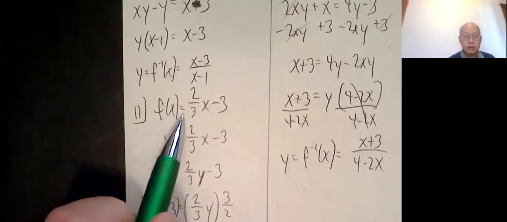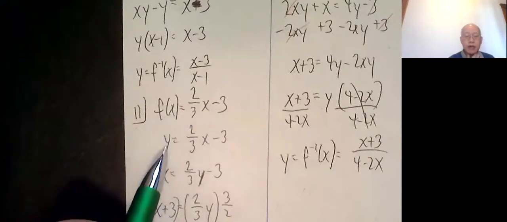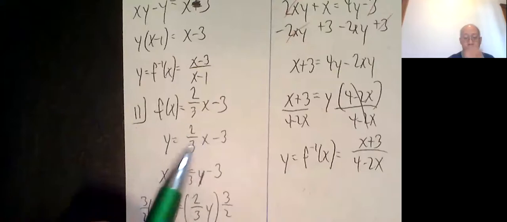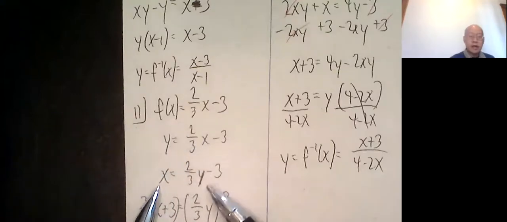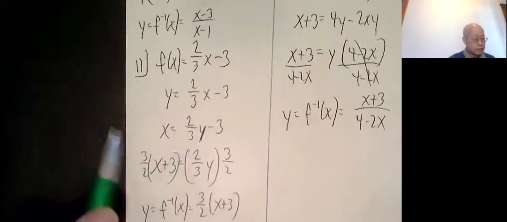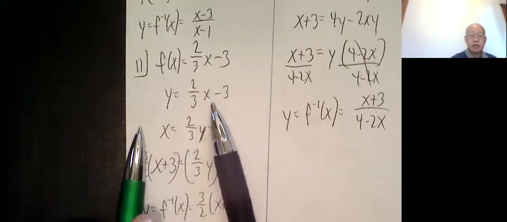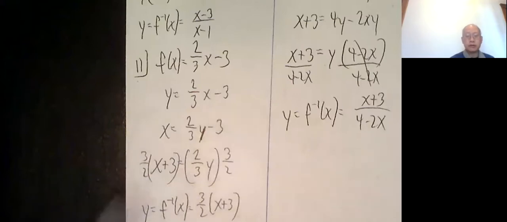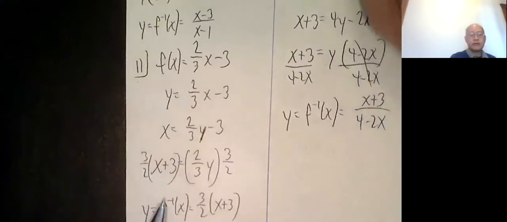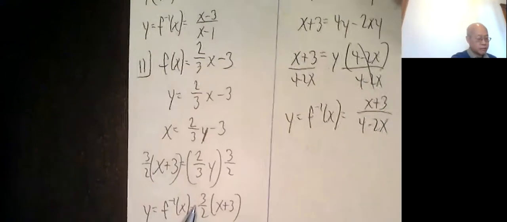11, f of x equals 2/3 x minus 3. Call this y. Y equals 2/3 x minus 3. Switch around x and y. X equals 2/3 y minus 3. Add 3 to both sides. X plus 3 equals 2/3 y. How do you get rid of 2/3? Multiply by 3 over 2. So y equals f inverse of x, 3/2 times x plus 3.